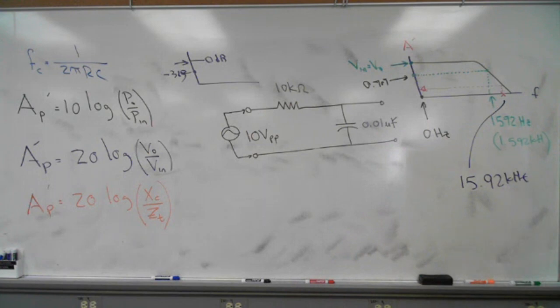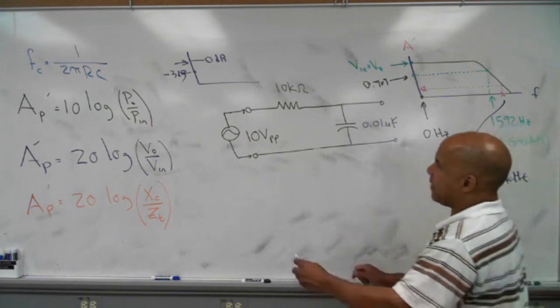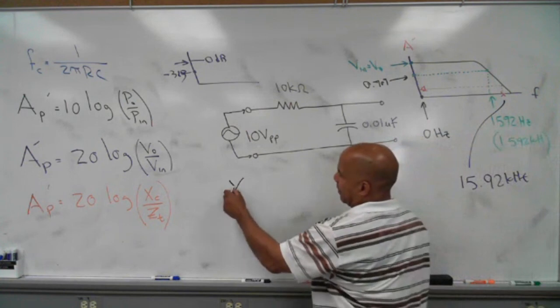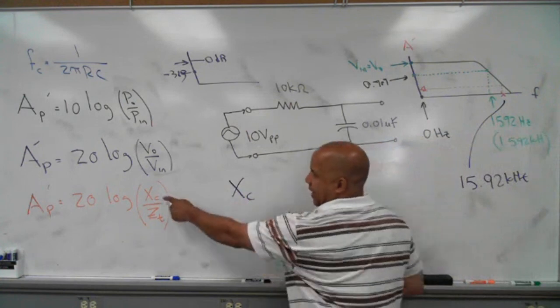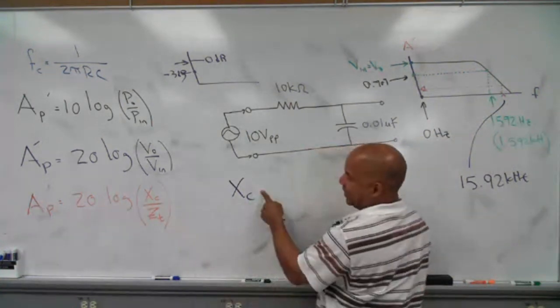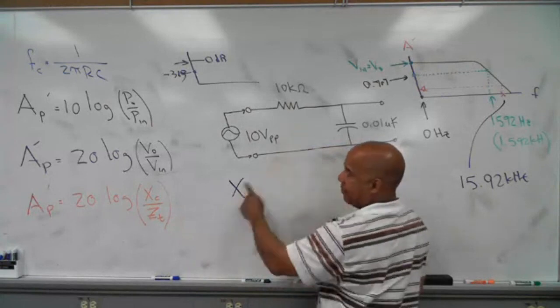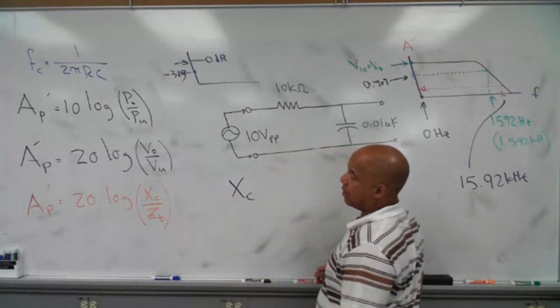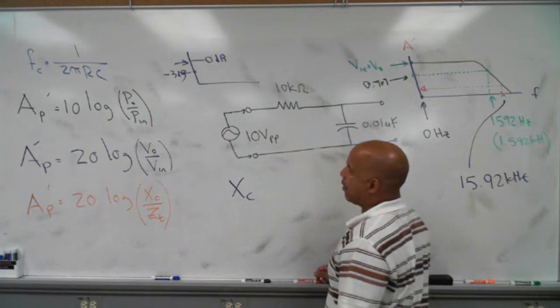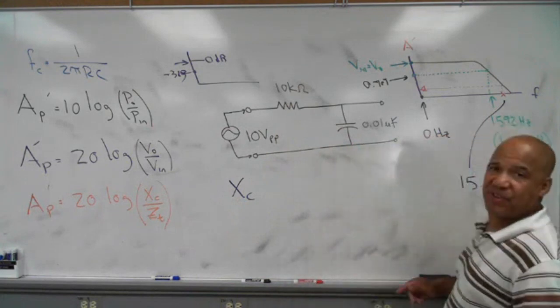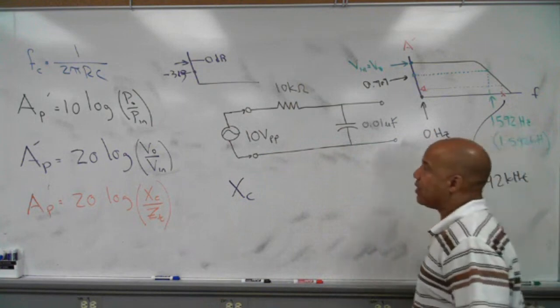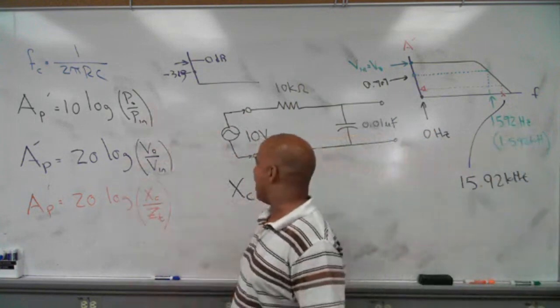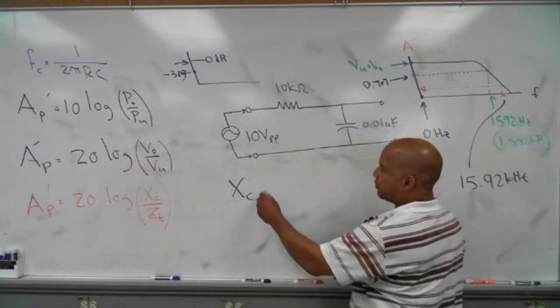Since I know that, then I can easily find XC, which would be that. If I have XC, since they gave me R, I can find that. Then I can use that equation to solve for my power gain at that point over there. So this is not the only way to do it, but just kind of following the logic of the problem, I'm going to go ahead and do it that way.